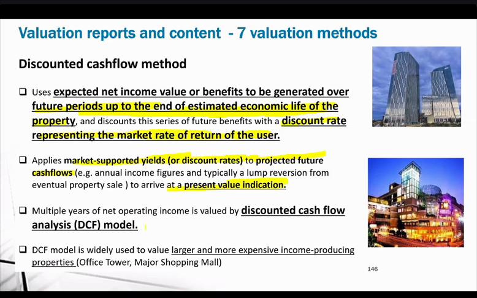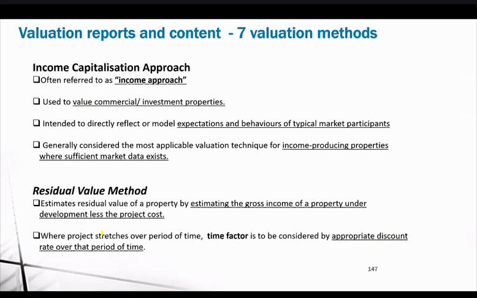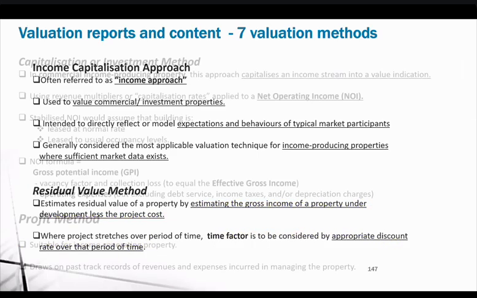So multiple years of net operating income is valued using a discounted cash flow analysis model. The income capitalization approach is used to value commercial investment properties and is intended to directly reflect the expectations and behavior of typical market participants. It is generally considered the most applicable valuation technique for income producing properties where sufficient market data exists. The residual value method estimates residual value by gross property income less project costs. Okay, so the time factor is considered by an appropriate discount rate over the period of time.